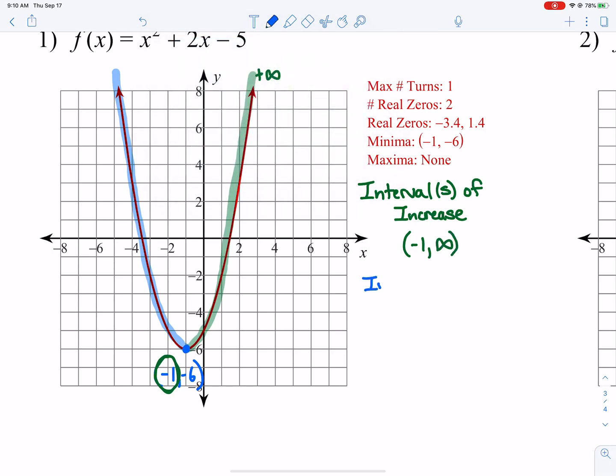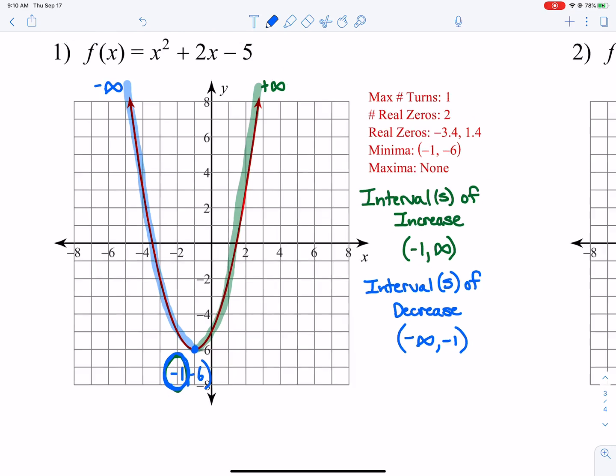And then let's write interval, and I like to put the S in parentheses because sometimes there's more than one. So interval or intervals of decrease. So we already noted that in the beginning of this graph from left to right, it starts at negative infinity for x. You're always looking at the x value for these intervals, and then it goes down until you get to that minimum point. And again, x equals negative 1 right there. So we would say that this graph decreases from negative infinity up to negative 1. You're always looking at the x values to pick these out.